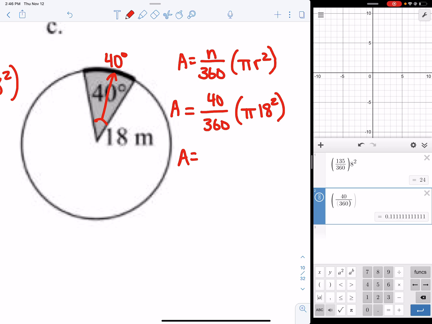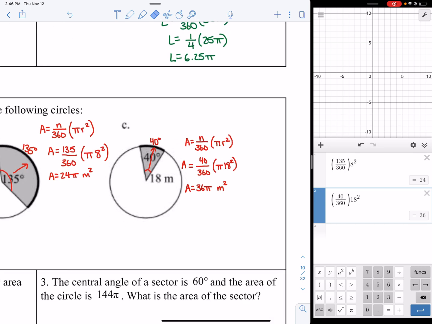Let me try to take away the extra parentheses down there. Okay, so 40 over 360 times 18 squared gives me 36, but don't forget to write the pi as part of the answer. So 36 pi meters squared.